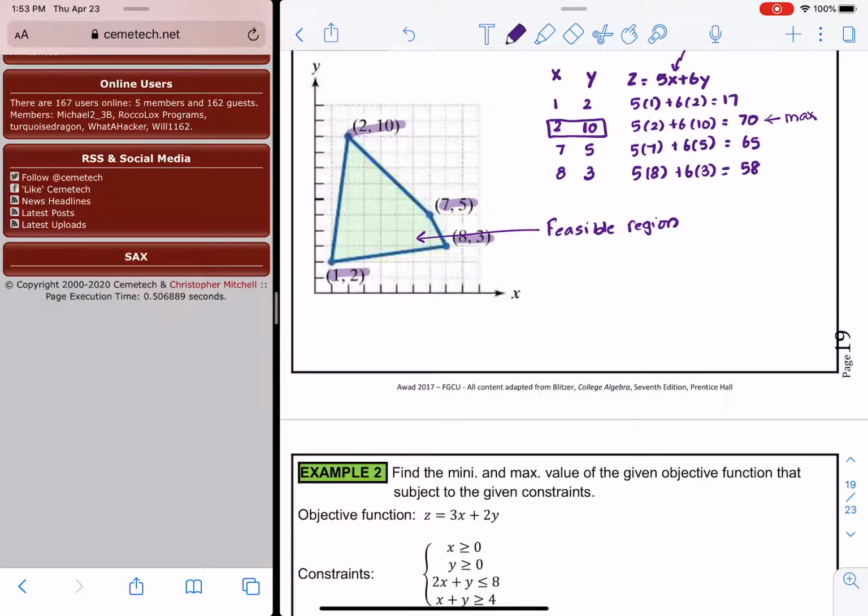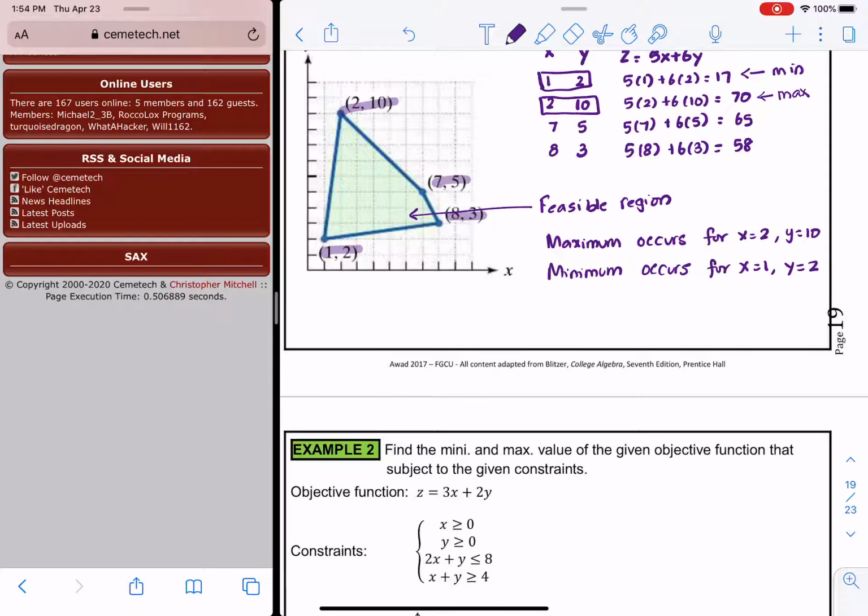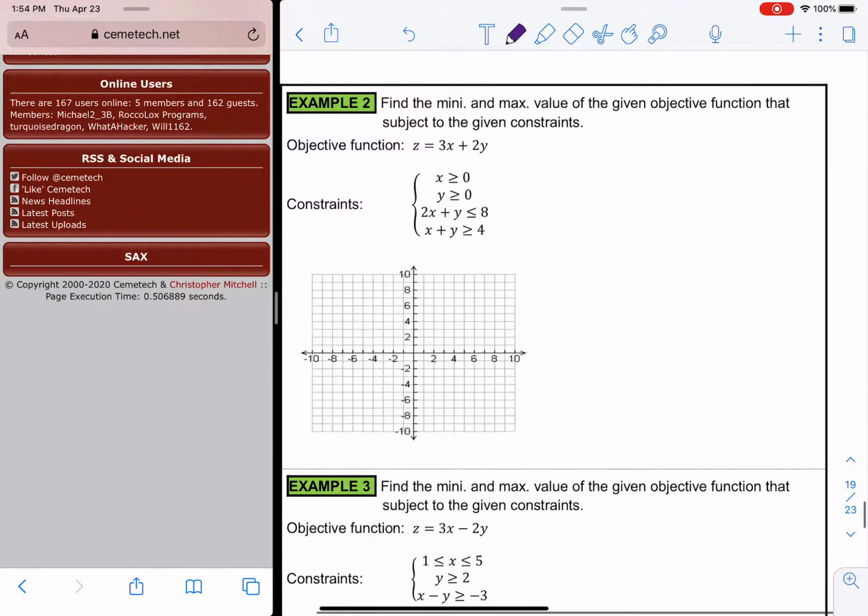at that coordinate or corner point, and it is minimized. In other words, the lowest value happens at that coordinate, that particular case where the objective function is 17, and that would be the corresponding minimum corner point. So the maximum occurs for x is equal to 2 and y equals 10, and the minimum occurs for x is equal to 1 and y equal to 2.